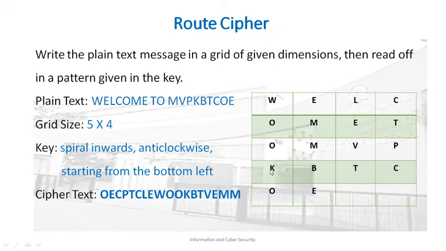Now spiral inward. That's why after K come D, T, V, E, M, M. So we get our cipher text after reading the plain text using the given path. That's why this cipher is called a route cipher.